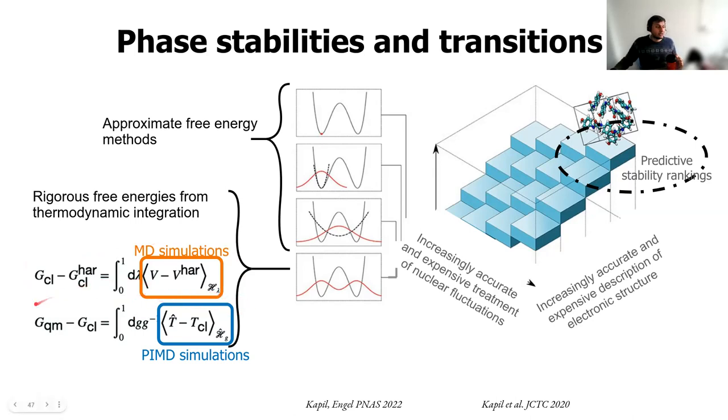And you can do something similar at the quantum mechanical level while including the fact that all your nuclei are quantum particles and they have zero point energies, and the actual kinetic energy of your system is different from the classical kinetic energy. With this, you can actually get your rigorous free energy, which includes both anharmonicity as well as the fact that your nuclei are quantum.